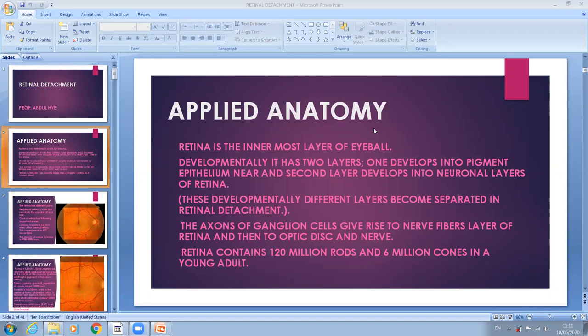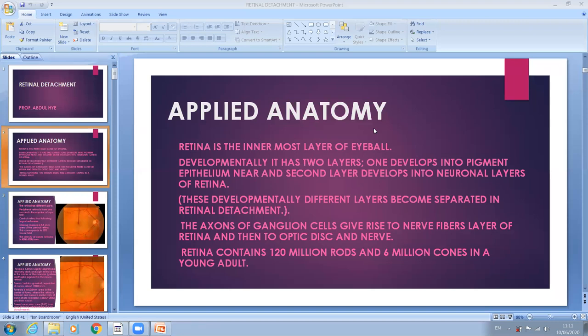This nerve fiber layer from all parts of the retina converges onto the optic disc to form the optic nerve, and goes out of the eye through the canal in the sclera towards the chiasma. So it is the axons of the ganglion cell layer which form the optic nerve. Because of this, whenever the neural layer of the retina is detached from the epithelium, it remains attached to the optic nerve.